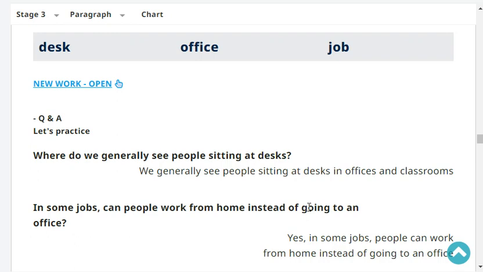Where do we generally see people sitting at desks? We generally see people sitting at desks in offices and classrooms.